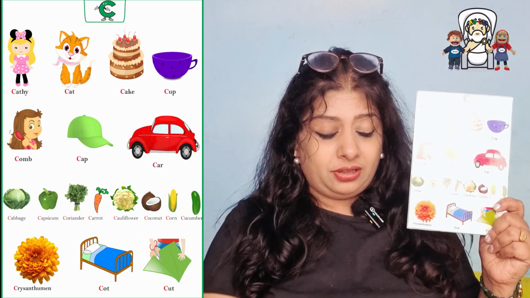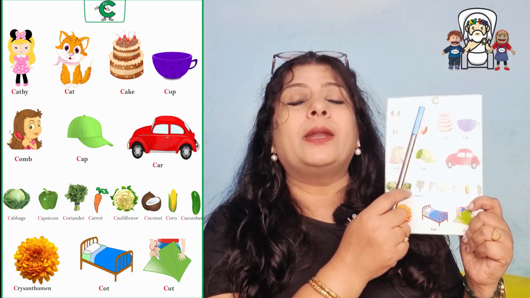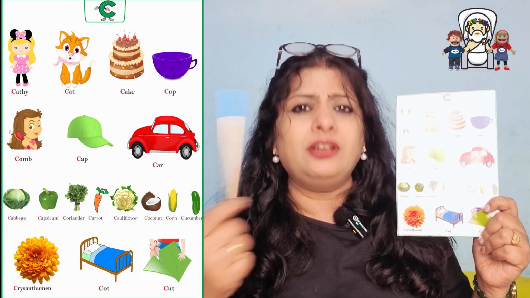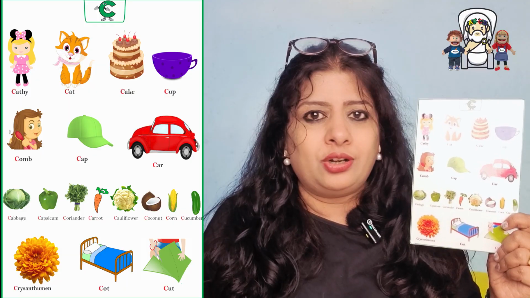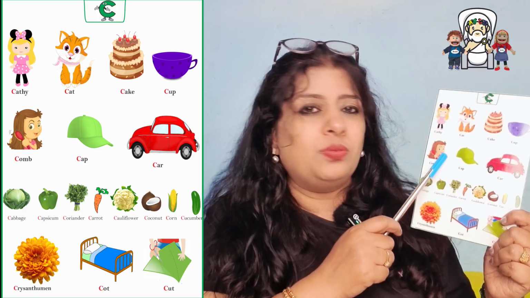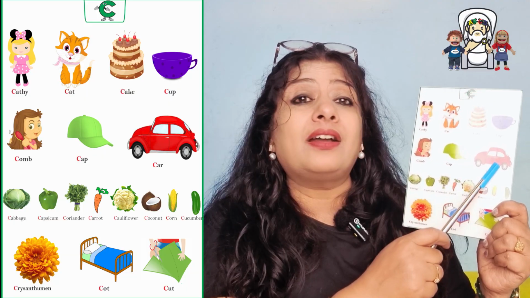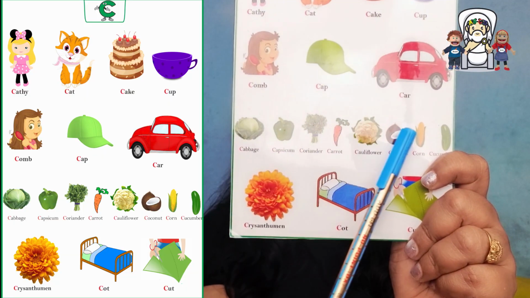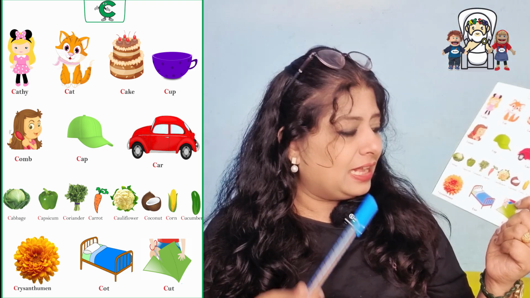Now you know the story goes. This story is about Kathy, who had a pet cat and she loved to eat cake. You can include many things. So she drank a cup of coffee, and you can include many more things. So she combed her hair, wore her cap, and in her car she left to buy some. Can you see all the things that we can buy? So she bought so many vegetables, fruits and flowers.